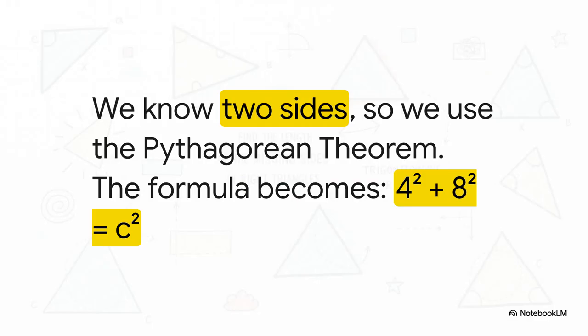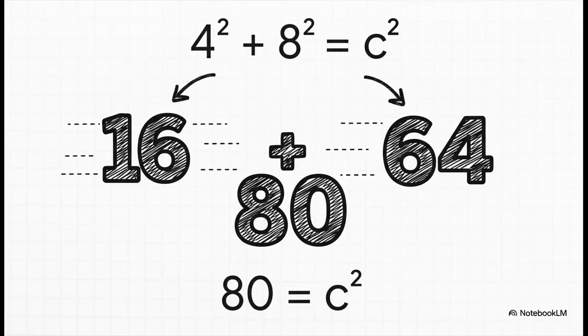Step 1, we just plug our numbers right into the formula. A is 4, B is 8. So we get 4 squared plus 8 squared equals C squared. Simple as that. Next, let's do the math. 4 squared is 16, 8 squared is 64. Add them together, and that tells us that 80 equals C squared.